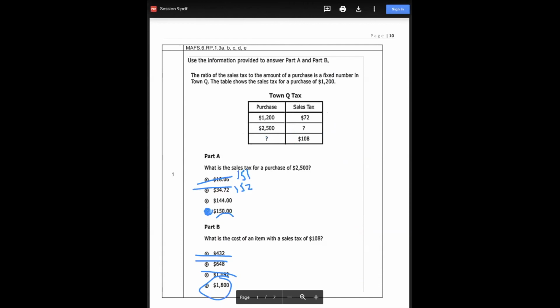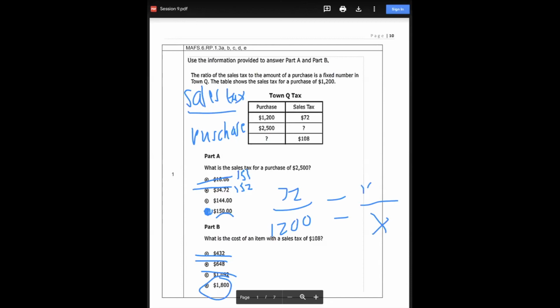So remember the proportion is sales tax over purchase. And again, the one that we always know is 72 over 1,200. I'm gonna set that equal to, we don't know the purchase, so that's on the bottom. We know the sales tax, we know that's 108. You kind of have to line up the sides with what you know. So even though we don't know the purchase over here, it still goes on the bottom because it's sales tax over purchase. Sales tax goes on the top, purchase goes on the bottom. 108 goes on the top, X or question mark goes on the bottom.